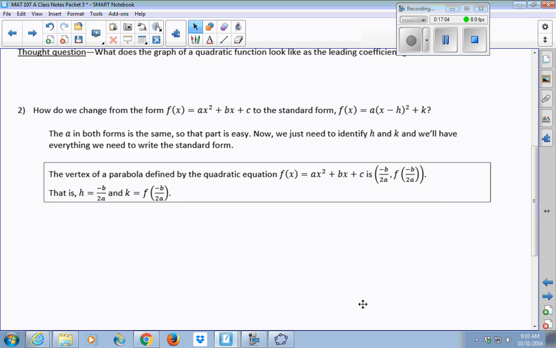And the h part of our ordered pair, which is our vertex (remember, our vertex looks like this, h, k), can be gotten from this equation by just taking the opposite of b over 2a. Now that should look pretty familiar to you. Does that look familiar to you? The opposite of b over 2a? Have you seen that somewhere before?